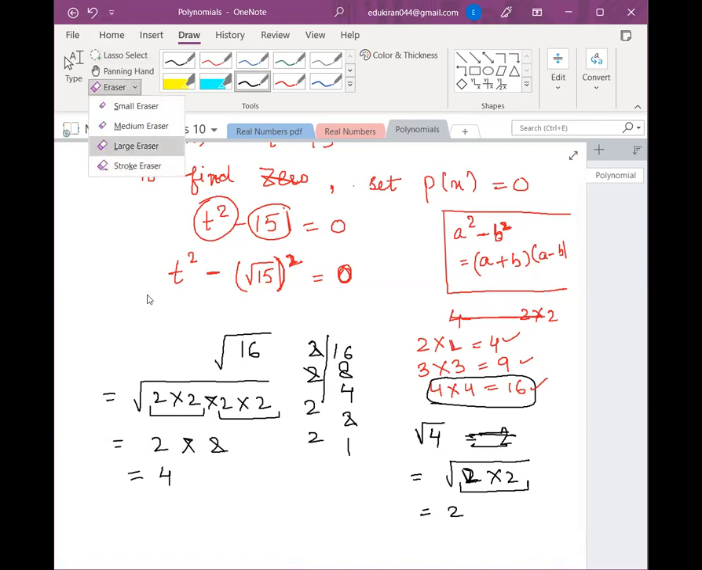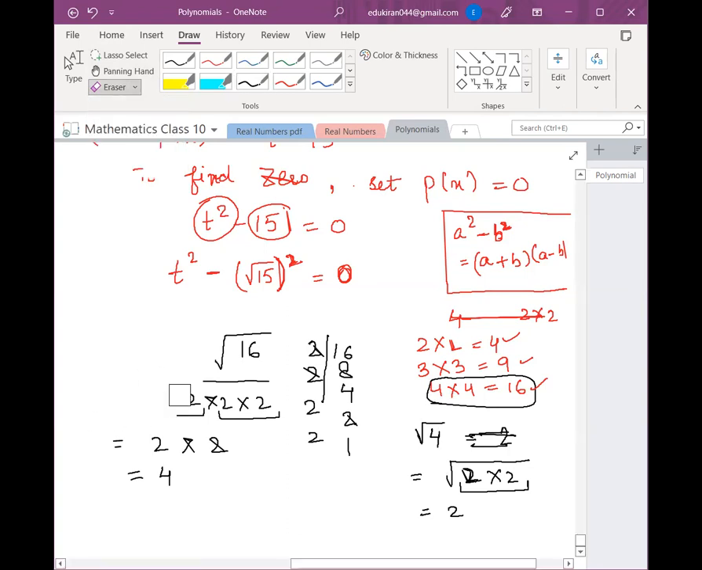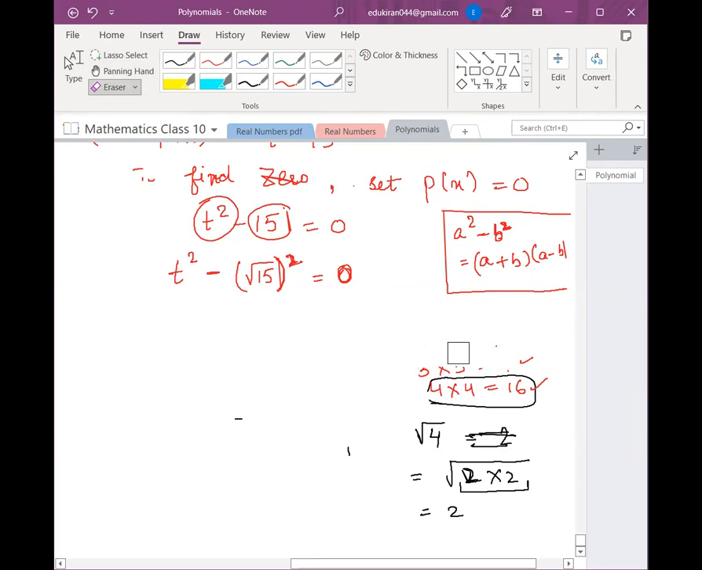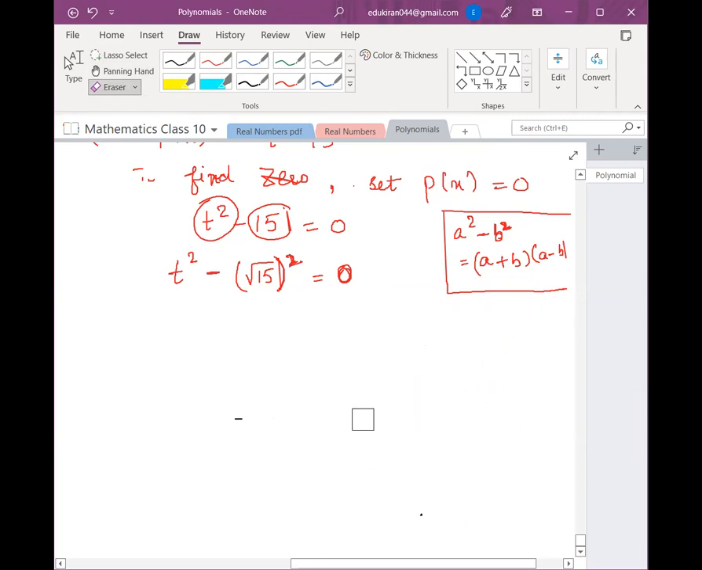15 is not a perfect square. I mean, there is no number which I can multiply by itself and get 15. So what I can do is use the fact that square root into square root just vanishes away. This is actually from your previous class. Square root of 3 means 3 to the power half. So this power half is written as square root.